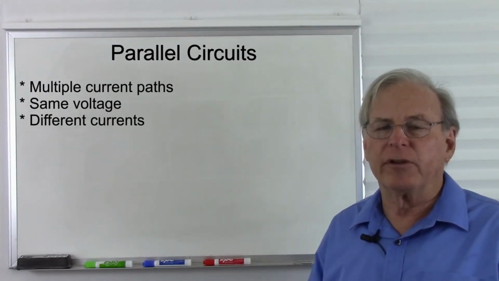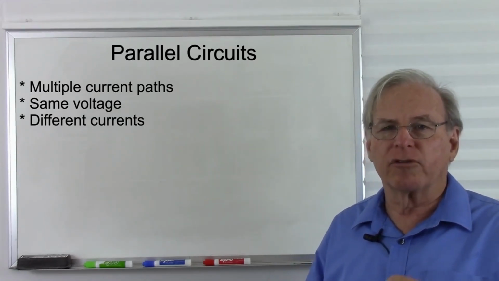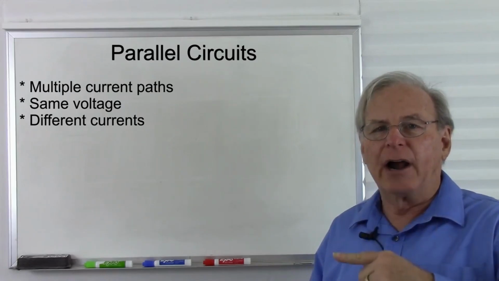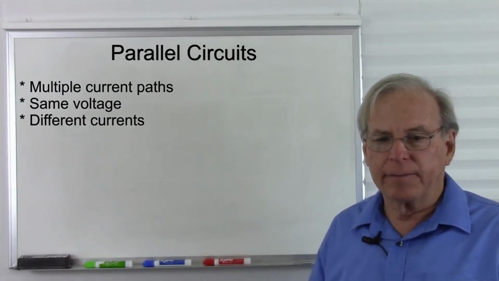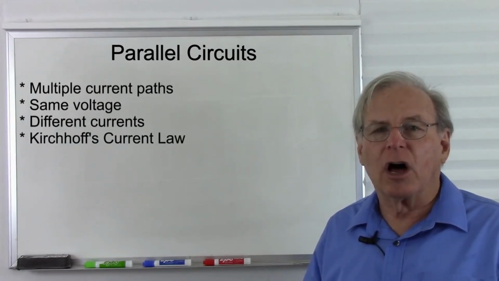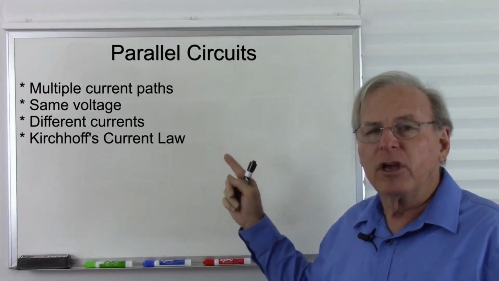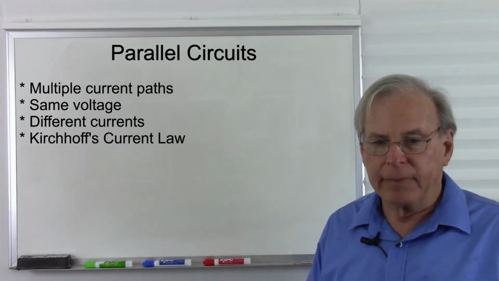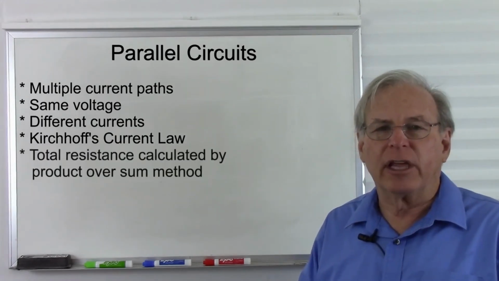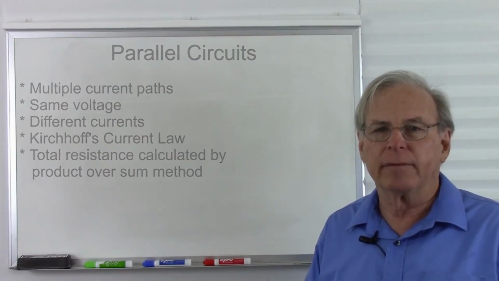But if we have unequal resistors, we will have different currents, and those currents will be inversely proportional to the resistance. In other words, higher resistance will have lower current, lower resistance will have higher current. We also have Kirchhoff's current law, which states that the sum of the currents through all of the branches will equal the total current leaving and entering the battery. And the total resistance is calculated using the product over sum or the reciprocal of the reciprocals method.